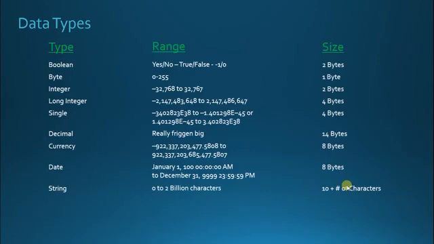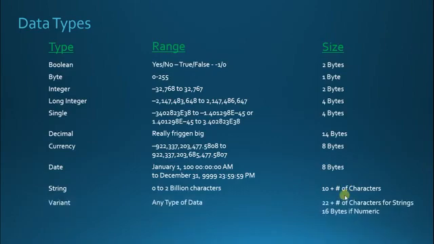A string data type is going to be anywhere from 0 to 2 billion characters. That's right. You can put up to 2 billion characters in a string. And the memory that's going to be allocated for that is 10 plus however many number of characters you have.